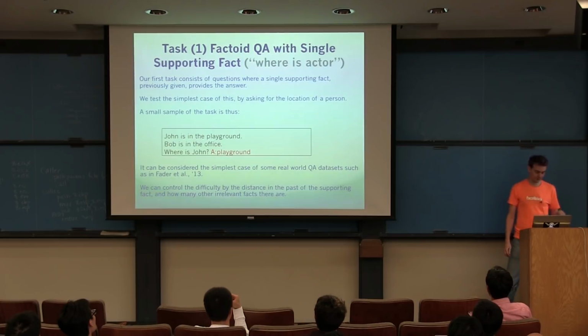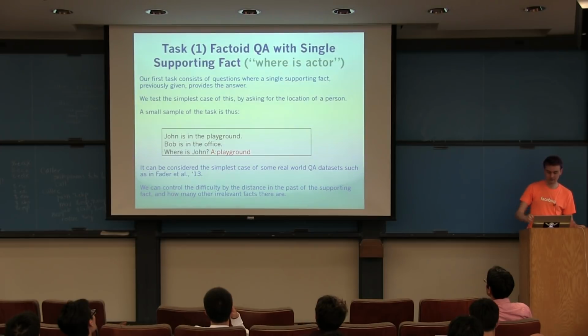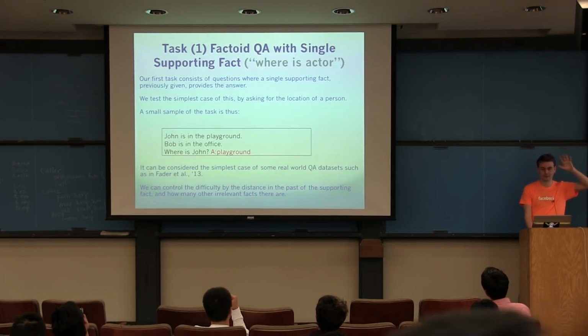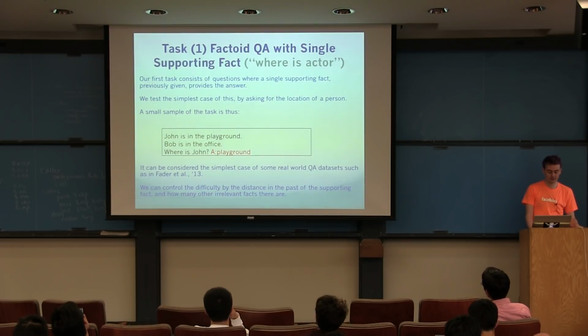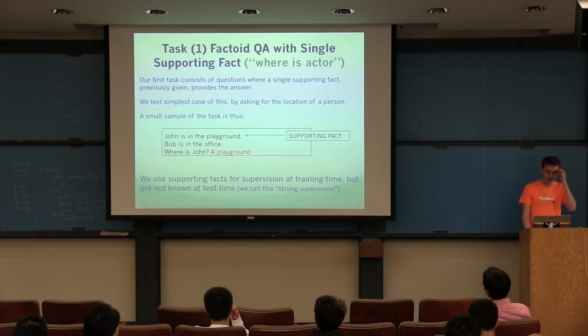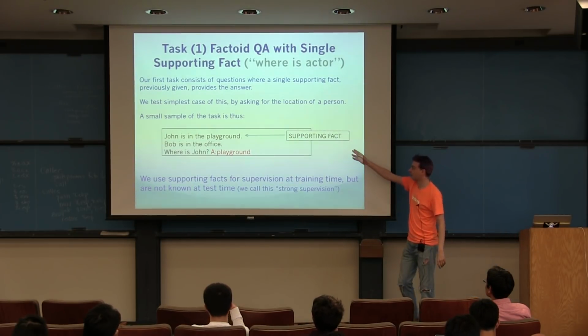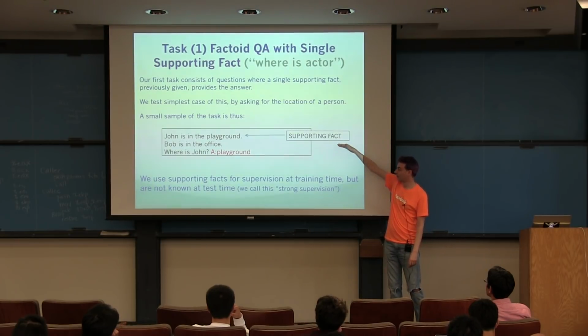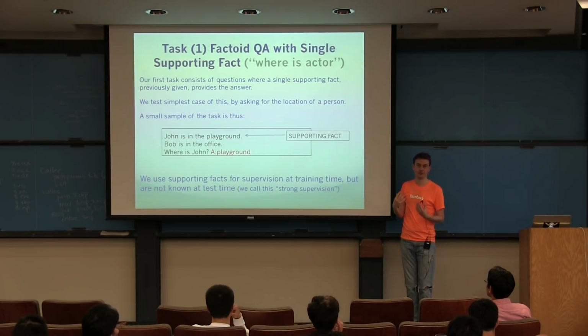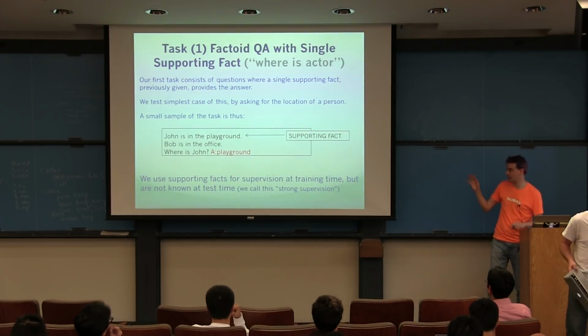So our first task, we just call it the where-is-actor task. It's just like how I showed you on the slide before. You would get a story, which is a sequence of these commands translated into something that looks more like natural language, followed by a question, like where is John? And then you're given the answer, which is the playground in this case. And you're given in the training set for a learning algorithm what we call supporting facts, which are the pieces of the story that are relevant to answering that question. So in this case, there's only one supporting fact.